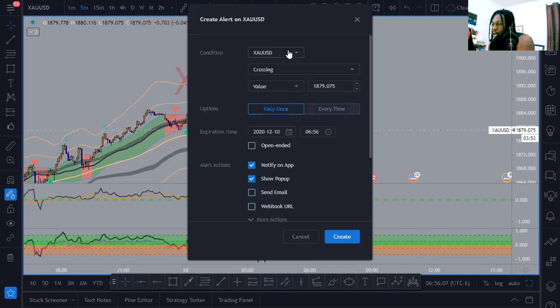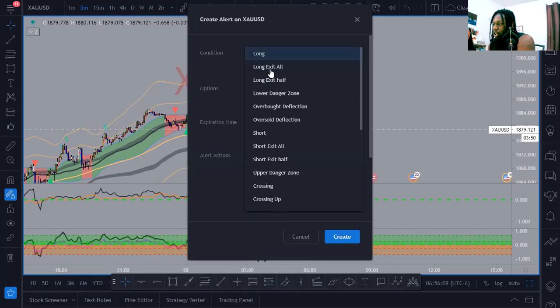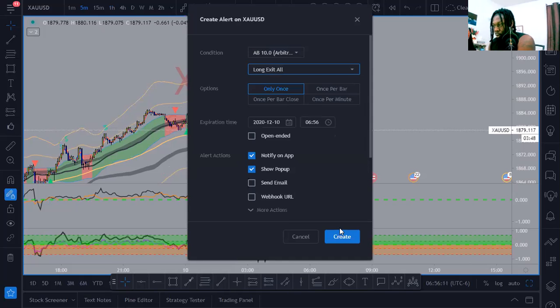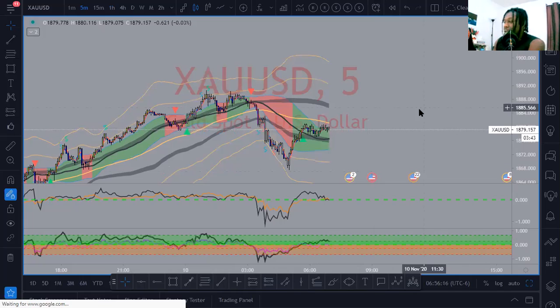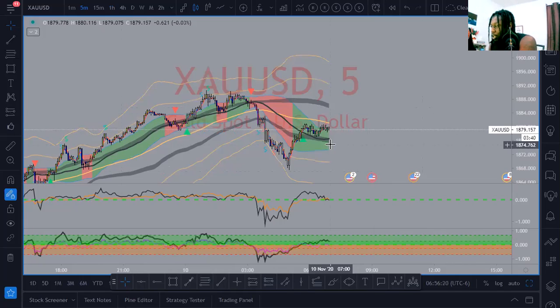Arbitrage, long exit all, once per bar close. And then a hypothetical stop loss would be you'd want to put your stop loss at like 1874. It seems a lot safer to put it down there. 1874. Eh, kind of risky, but not that risky to be honest.